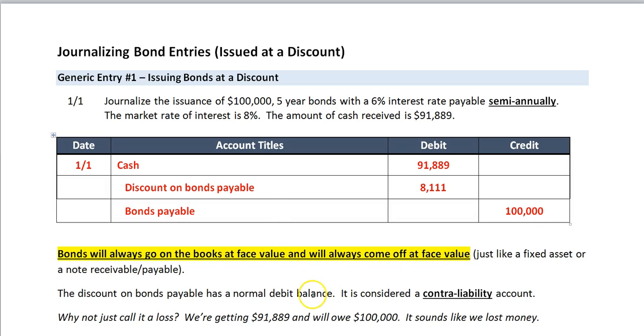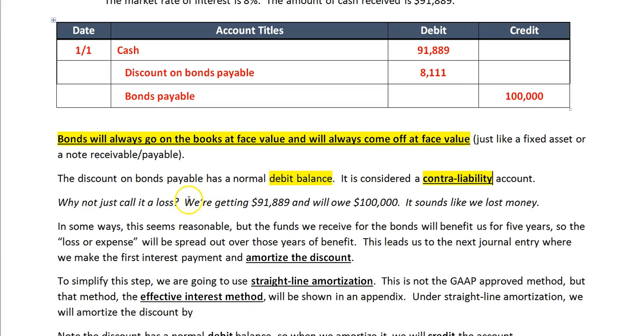So this discount on bonds payable has a normal debit balance, and it's a new type of account called a contra liability account. Alright, so let's try and get a handle on what this is. First of all, if we owe someone 100,000 and we only got 91,889 in cash, it kind of sounds like we lost money, right? The difference there, 8111, why not just call it a loss?